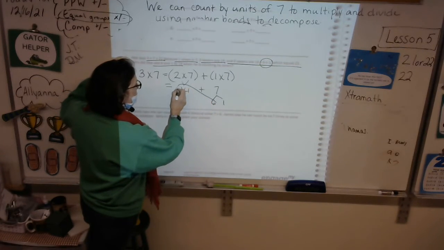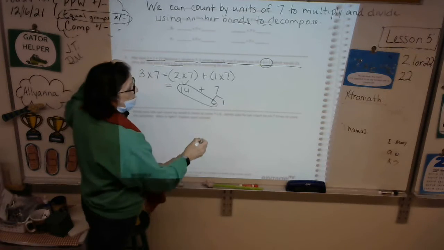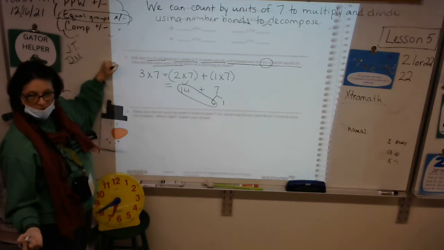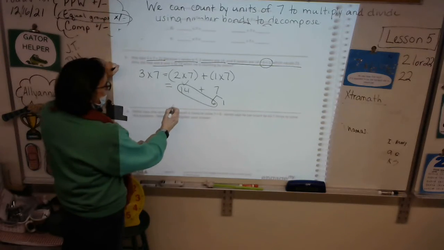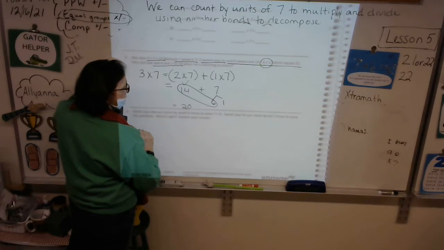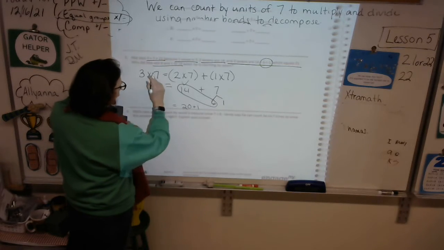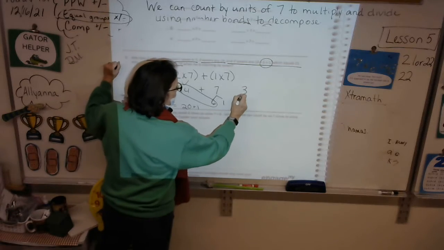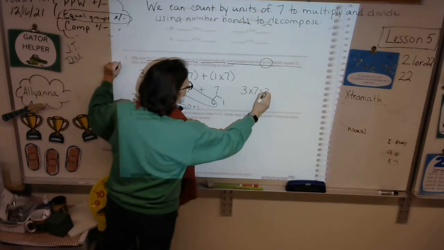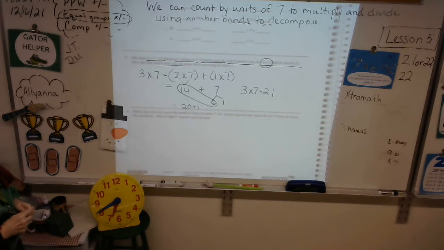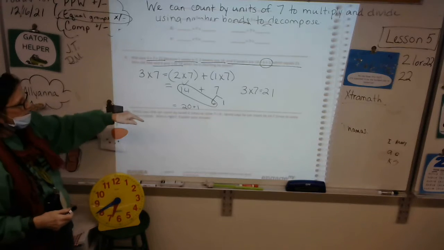If we put the 14 and the 6 together, and I know you did a lot of this in 1st and 2nd grade, what is 14 plus 6, class? Now we've got 20, and what do we still have to look at? 1. So what is 3 times 7? 3 times 7 is 21. So that is the mental math that comes in.